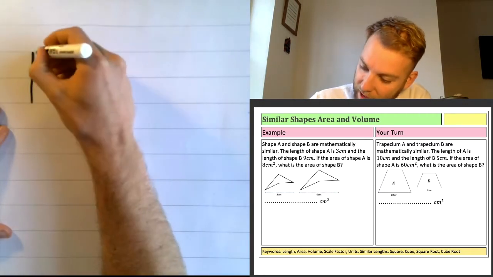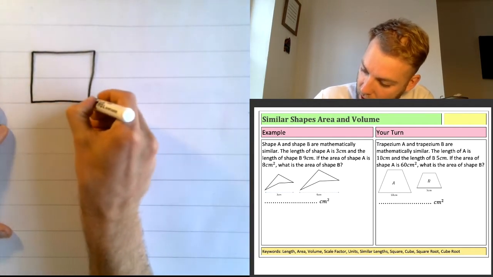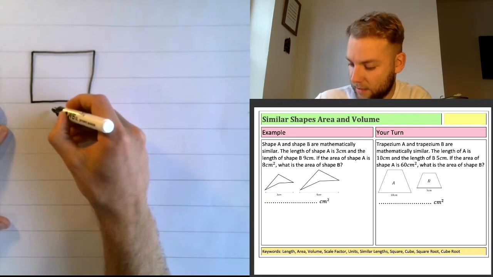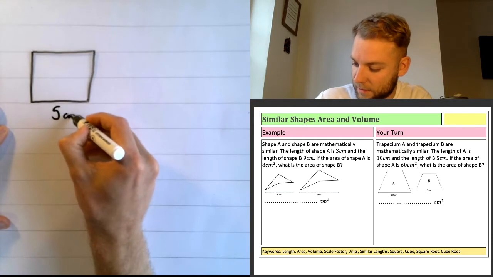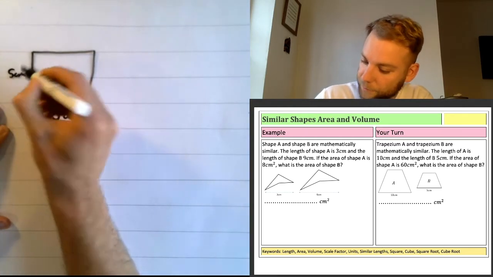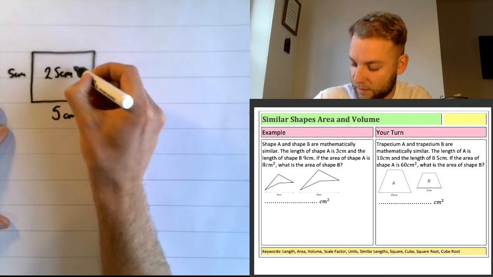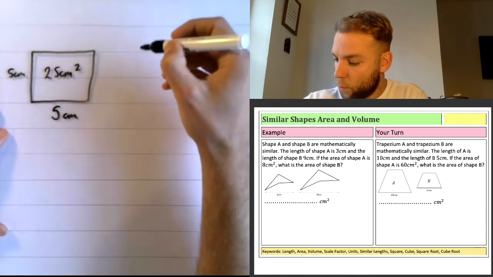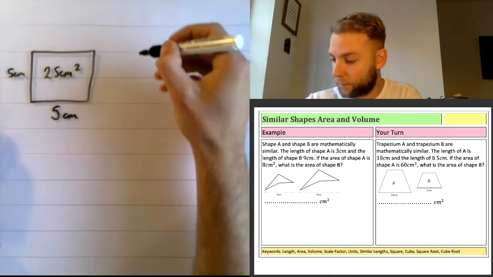So here, if I have a square like so, and let's say these squares are of side length 5 centimeters, 5 centimeters. Well, you know the area of this is going to be 5 times 5, which is 25 centimeters squared. So what I'm going to do is create a similar shape and enlarge it with a scale factor of 3.